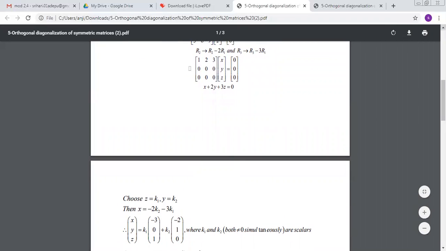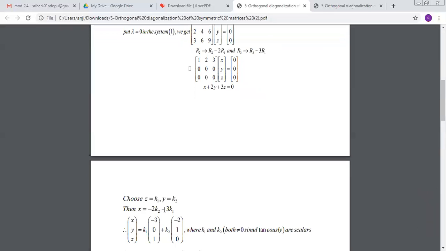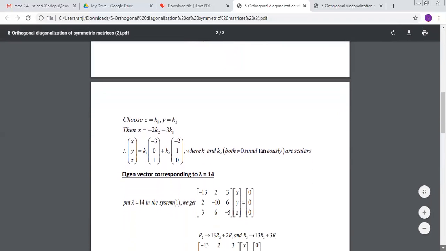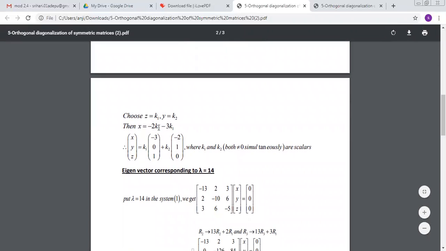That means we have to choose arbitrary values for two variables. Moreover, this system can be written as x plus 2y plus 3z equals 0. Choose z equals k1 and y equals k2. Then x equals minus 2k2 minus 3k1. So the eigenvector [x, y, z] equals k1 times [minus 3, 0, 1] plus k2 times [minus 2, 1, 0], where k1 and k2 are scalars.